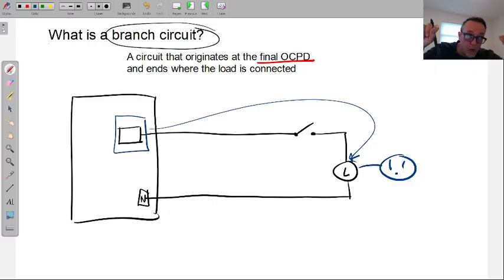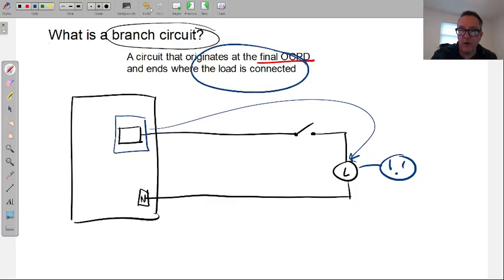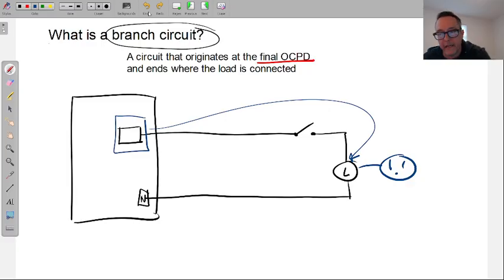This is not technically the load. This is just an outlet, where the load is connected. So if it's an outlet system where you have to plug this load in, then that's the branch circuit from the breaker to that receptacle that you will then plug something into.